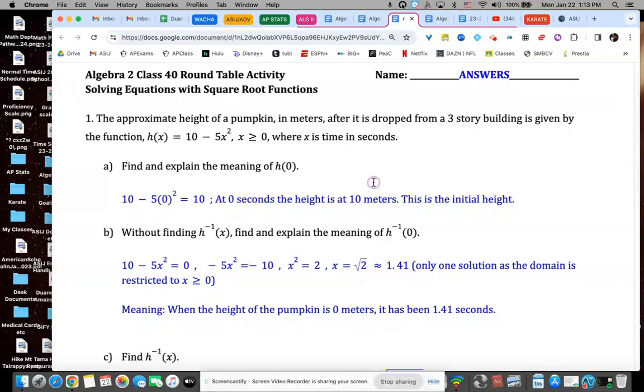We're going to go pretty quick through this one. This is the roundtable activity. I think it's class 40-ish, depending on when you're looking at this. But the whole idea today is solving intersections of graphs or intersections of equations. We want to be able to do it algebraically mostly, and we're still going to be practicing with the square root function and the quadratic function and inverse functions. Still going to be working with all that.